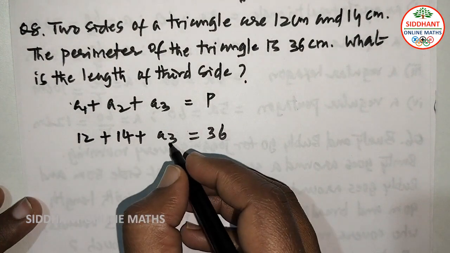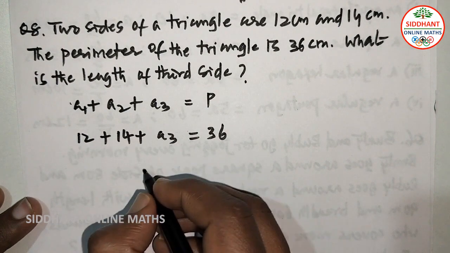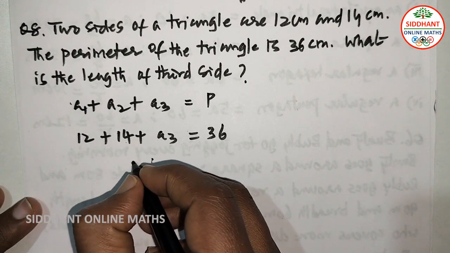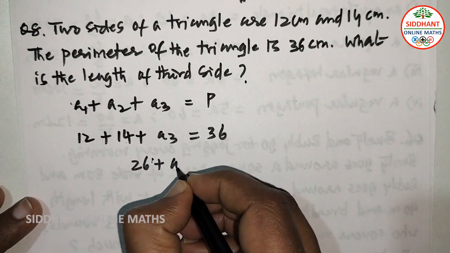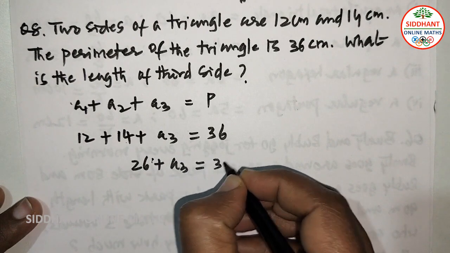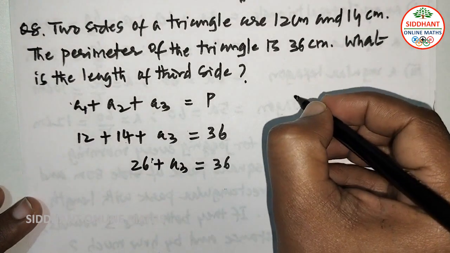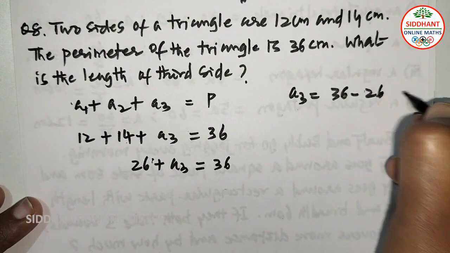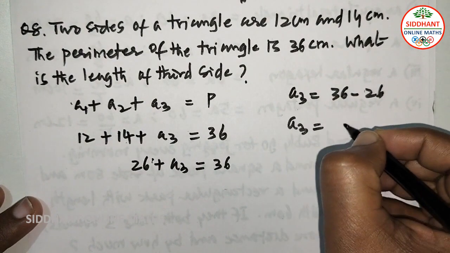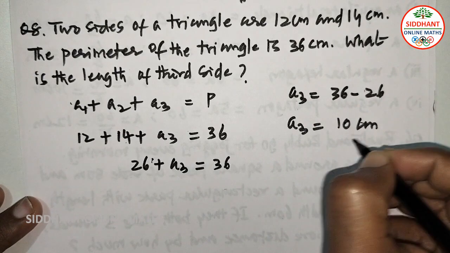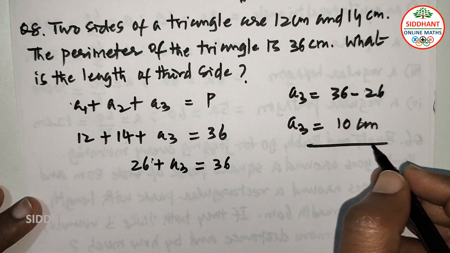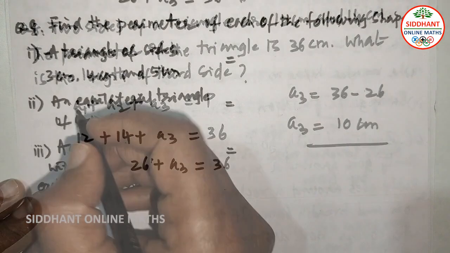So here we are going to find out the third side. That means 12 plus 14 you get 26 plus A3 is equal to 36, and A3 is equal to 36 minus 26, so A3 will be 10 centimeters. The third side will be 10 centimeters.